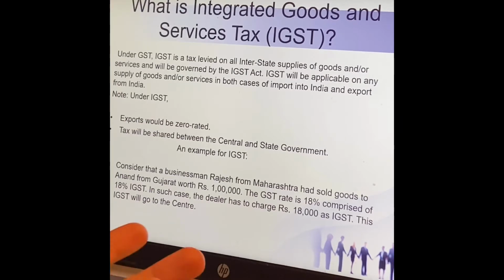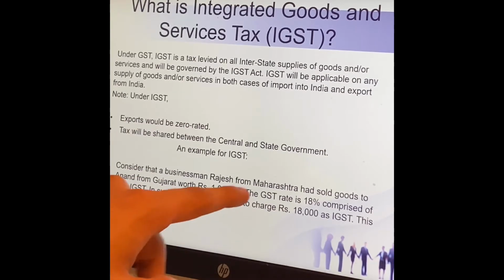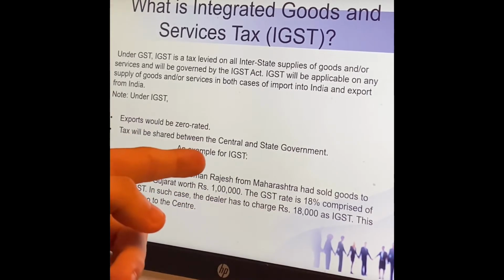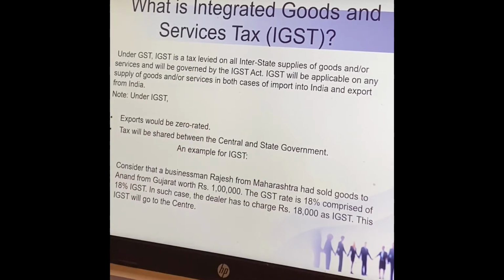Consider a businessman Rajesh from Maharashtra had sold goods to Anand from Gujarat. Now we see Maharashtra and Gujarat. These are two different states. In the previous example, we saw Maharashtra and Maharashtra, the same state. So that was intrastate. Now we are discussing interstate.